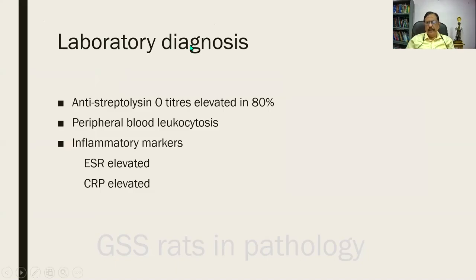The laboratory diagnosis, remember a few things alone. It is a streptococcal infection, therefore anti-streptolysin O. The titers are elevated in 80% of the cases. Blood will be showing leukocytosis, and there can be inflammatory markers like ESR, erythrocyte sedimentation rate, and the C-reactive protein. These can sometimes be taken as the minor criteria.